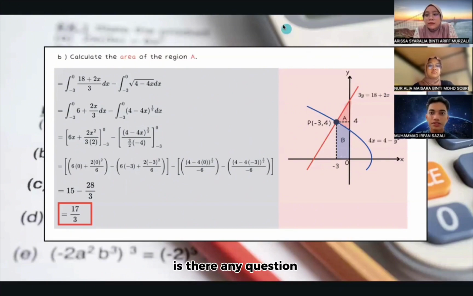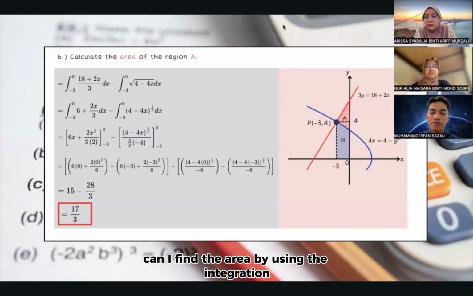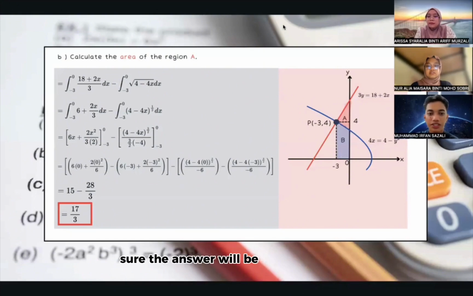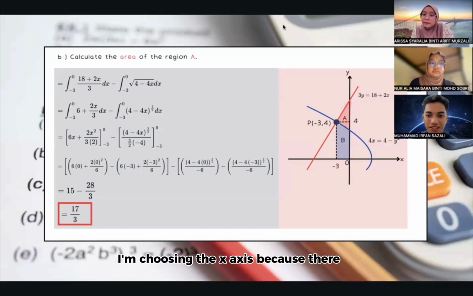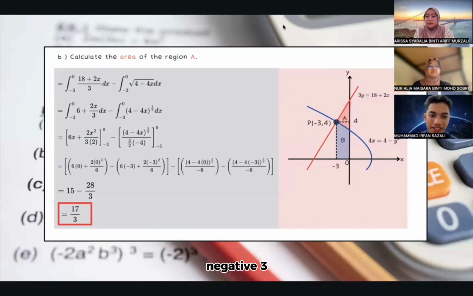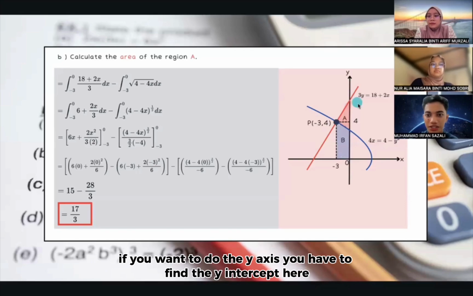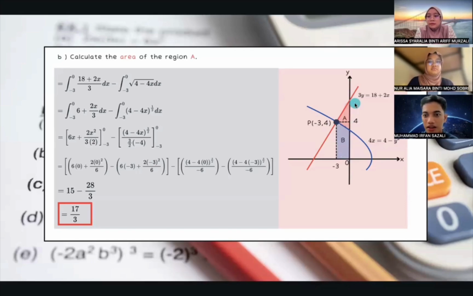Is there any question? Can I find the area by using the integration with respect to the y-axis? Yeah, sure. The answer will be the same, but I'm choosing the x-axis because there is already the limit here, -3. If you want to do the y-axis, you have to find the y-intercept here, which is much longer working to take.